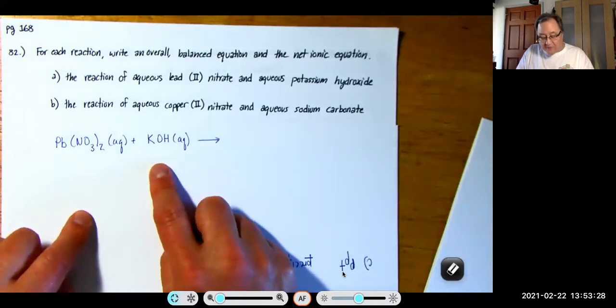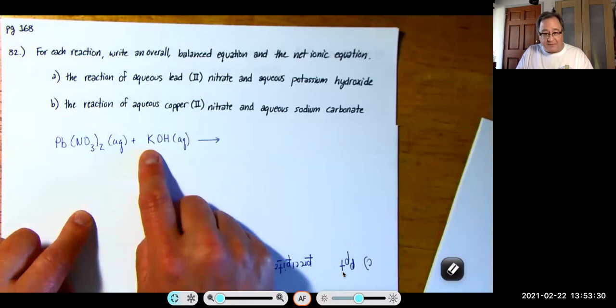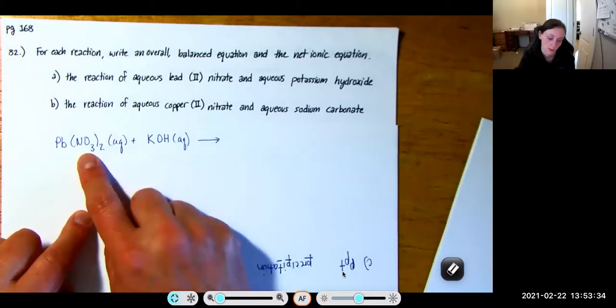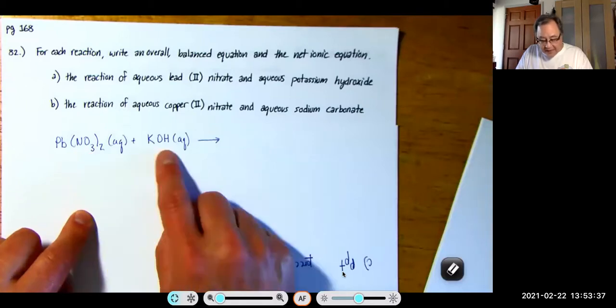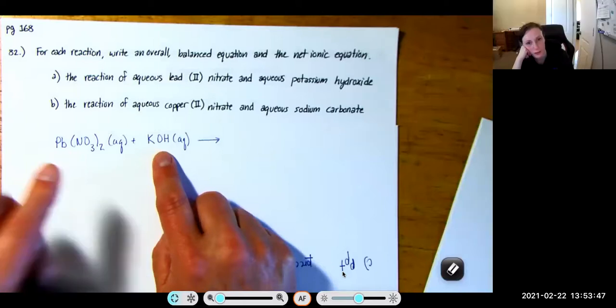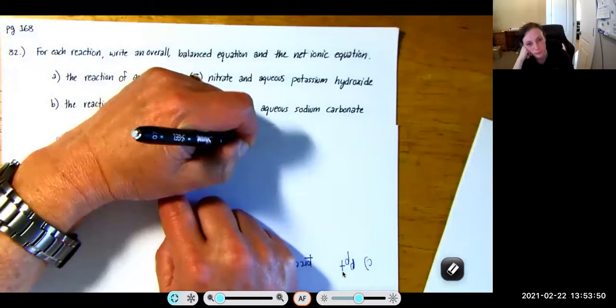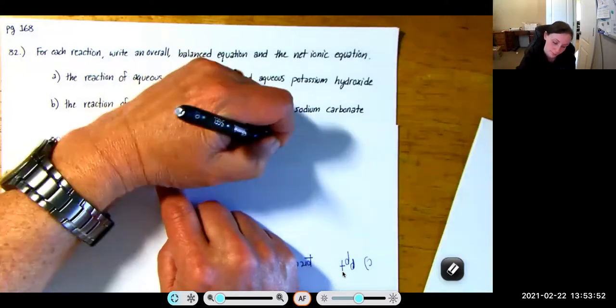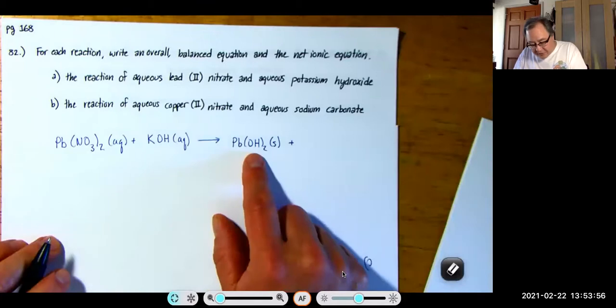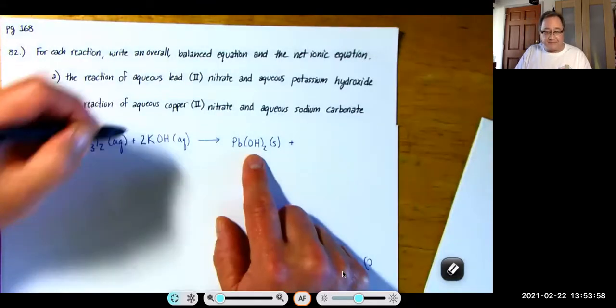We know potassium is always soluble, right? And we know that nitrate's always soluble. So the solid must form between lead and hydroxide. So what would be the formula if this is a lead 2 and the hydroxide is a -1? Pb(OH)2. Good. Solid. And of course, if we're going to have two OHs here, we need to have a 2 in front of the KOH, right?